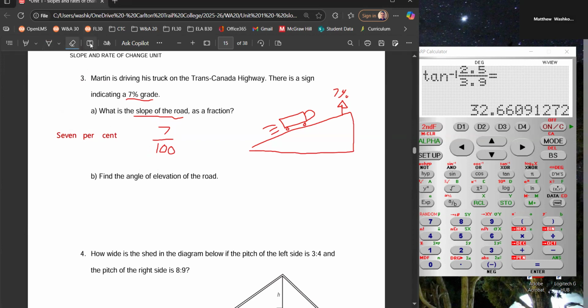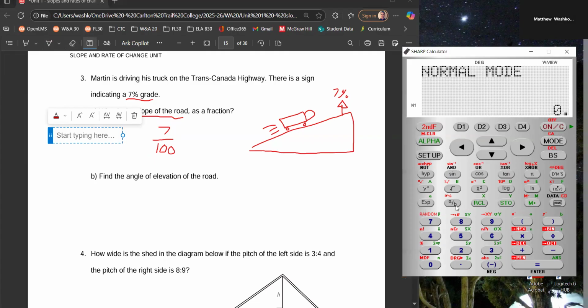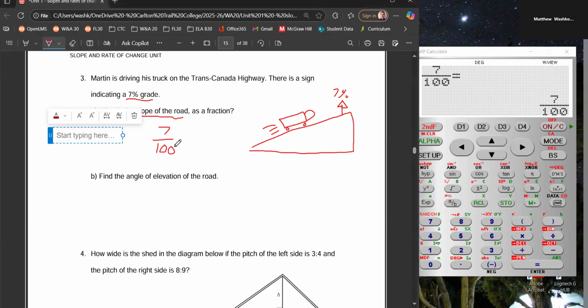So what is the slope of this road as a fraction? That is 7%. Now, is that as simplified as it can get? Let's find out, right? This was in your exercises before the previous lesson. 7 over 100, put that in my fraction, enter it. Oh, that is in fact the simplest. So that's the answer here. So it is 7 over 100.